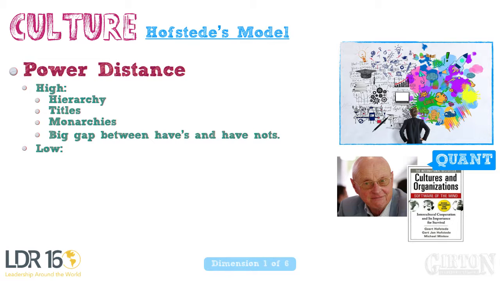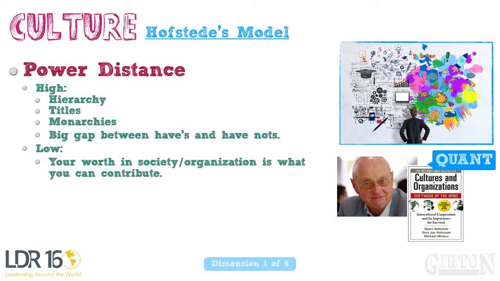In the low power distance cultures, the idea, instead of having titles and status and hierarchy, is that the worth somebody has is what they can contribute. And so think about the United States. Whenever we were even more segregated than we are today, we were okay with black people moving into the sports arena because they could prove themselves to be great athletes.